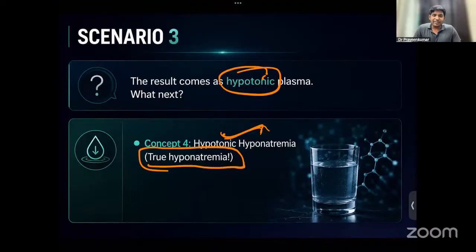Basically, what I wanted to tell is you have to first rule out pseudo hyponatremia whenever you get a hyponatremia patient. So first you rule out hypertonic. To rule out hypertonic you should do a CBG or something to check glucose level, and check whether mannitol has been given. Then you have to rule out isotonic hyponatremia. For isotonic hyponatremia, you have to check serum protein level and serum triglyceride level.